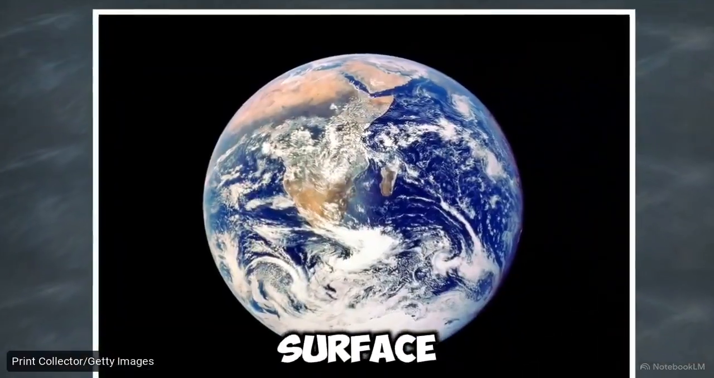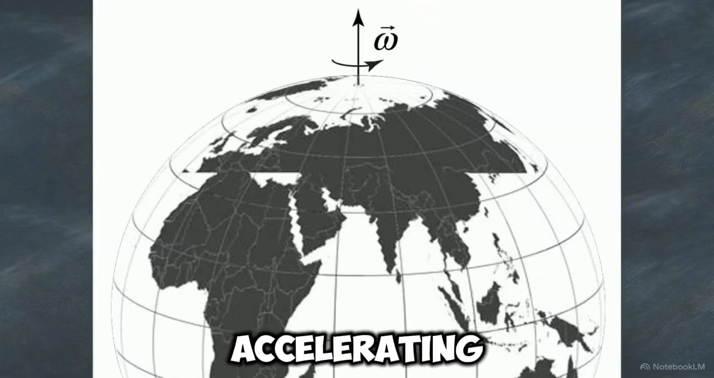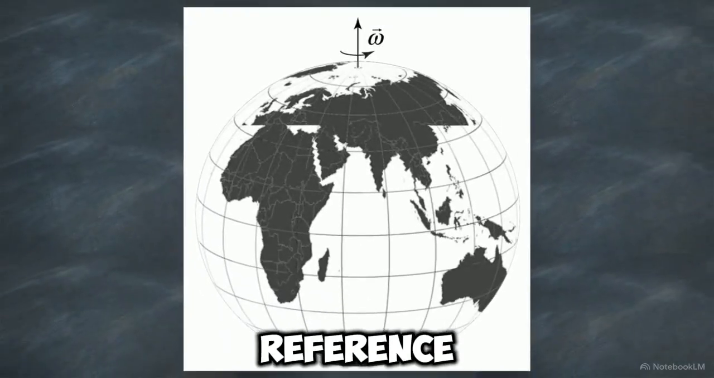We live on the surface of a spinning sphere. Because the Earth rotates around a central axis, indicated by this vertical angular velocity vector, every point on its surface is continuously accelerating. The Earth is a non-inertial reference frame.